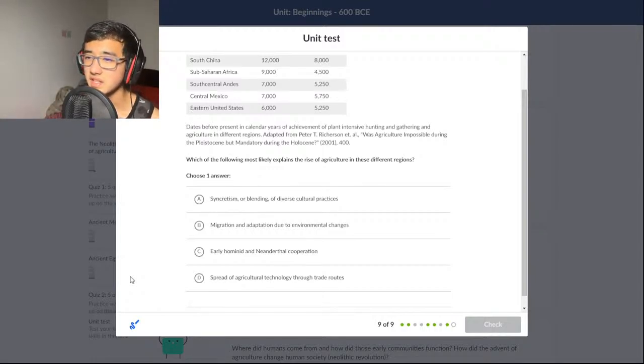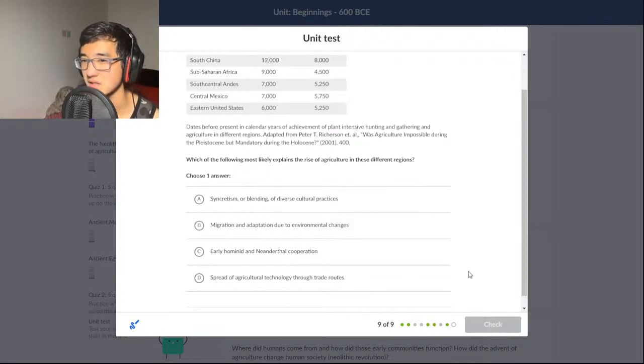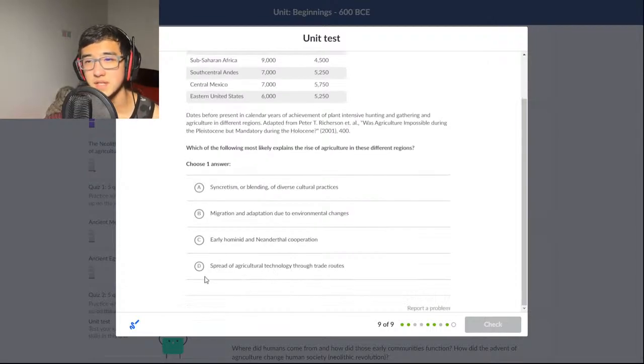C. Early hominid and Neanderthal cooperation. There's no evidence that they cooperated. If we go back to the other question, they got displaced by the... Actually, no, it could be. I don't know. D. Spread of agricultural technology through trade routes. I feel like that's way too early, because they're still foraging, so it cannot be D. Cannot be A, so it has to be B or C. And my guess is B.